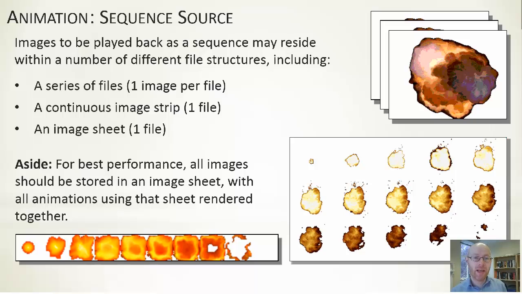Overall, I would suggest that, all other things being equal, favor image strips which have the same width or height for each of the frames. That's going to make the coding very much more straightforward in terms of the amount of processing that has to be done loading it in.